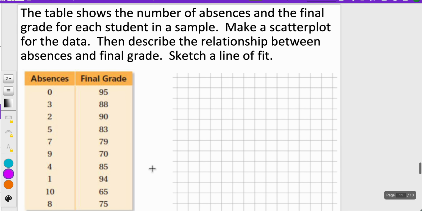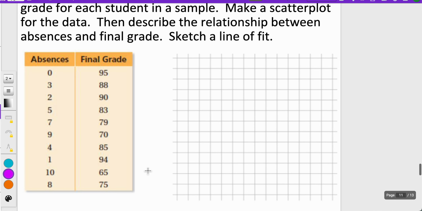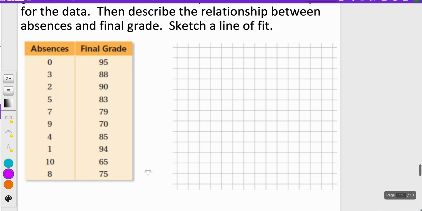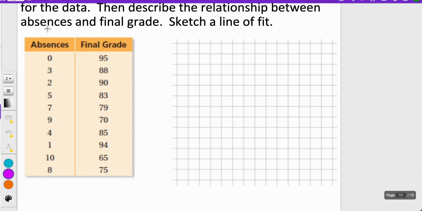Next up, we're going to build scatter plots. So this table shows number of absences and final grades for each student in a sample. Make a scatter plot for the data and then describe the relationship. So absences is going to be our X column, final grade is our Y.